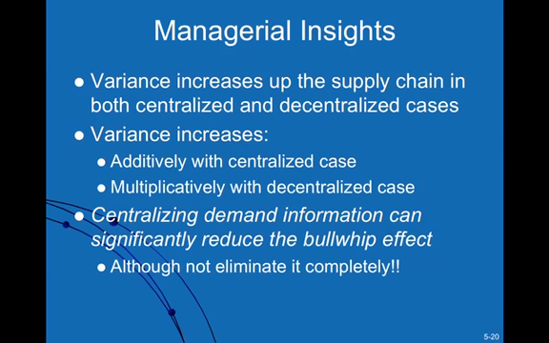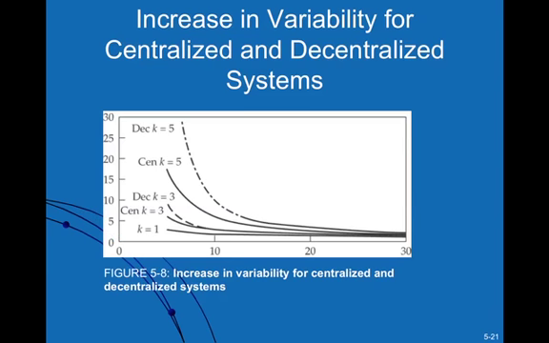So just a couple of quick managerial insights that allow a supply chain manager to decide what to do. Variance increases up the chain in both systems. However, the variance increases at a slower rate in a centralized supply chain versus a decentralized supply chain. It's additive in the centralized case, it is multiplicative in the decentralized case. Okay, and both systems require a reduction of the bullwhip effect. It cannot be eliminated completely.